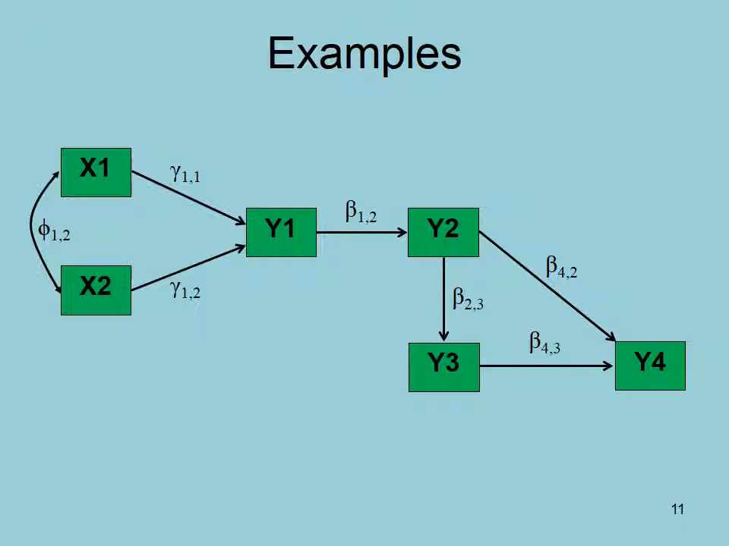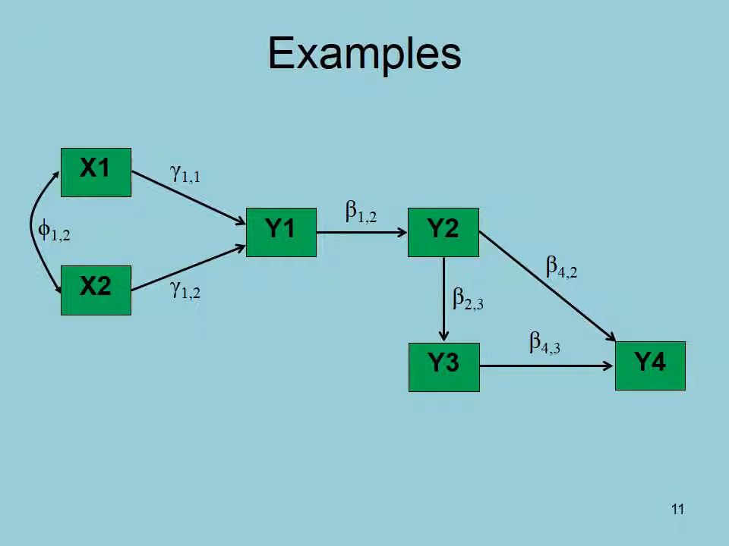At first glance, this model might look rather complex, but when you break it down, it's quite manageable. For example, phi 1,2 is simply a correlation between x1 and x2. Next part of the model is you have x1 and x2 predicting y1. Well, those are gamma coefficients, so gamma 1,1 is the effect of x1 on y1 controlling for x2. Beta 1,2 is a relationship between y1 and y2. Again, that's a simple regression.